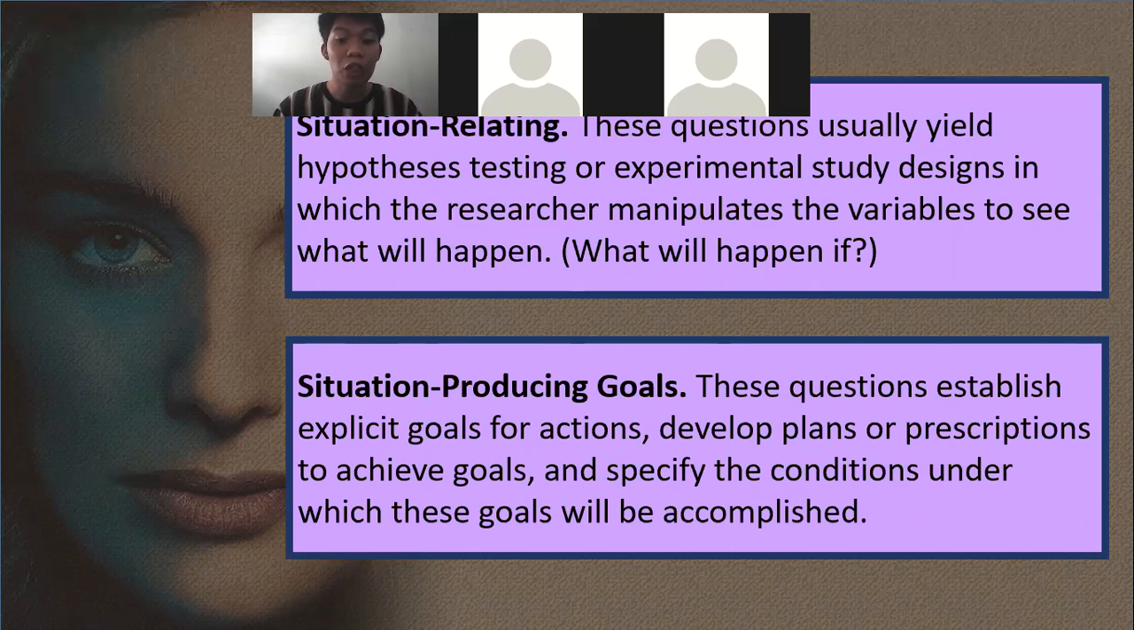We also have situation-producing goals. These questions establish explicit goals for actions, develop plans or prescriptions to achieve goals, and specify the conditions under which these goals will be accomplished. Ito namang situation-producing goal. This is not goals.